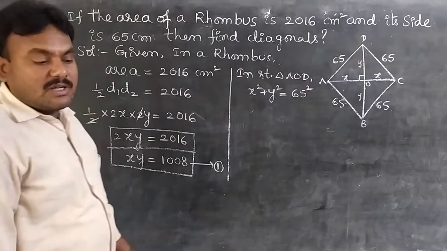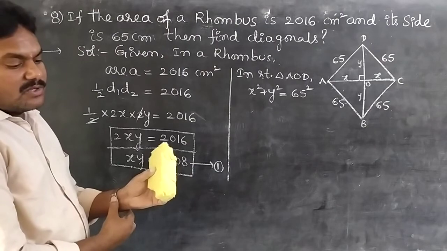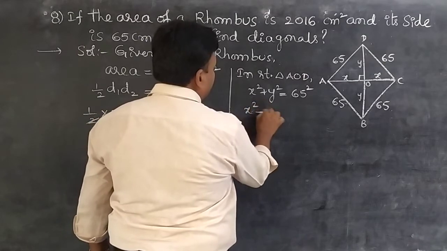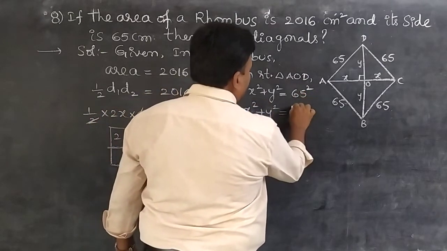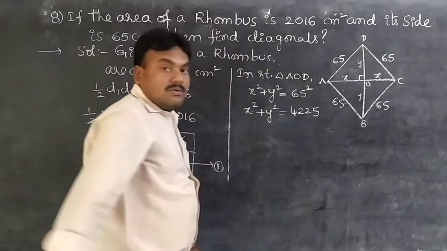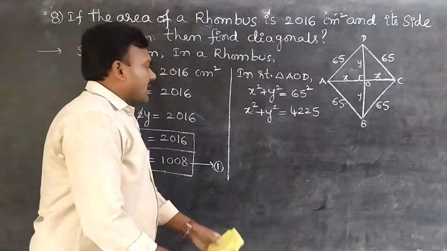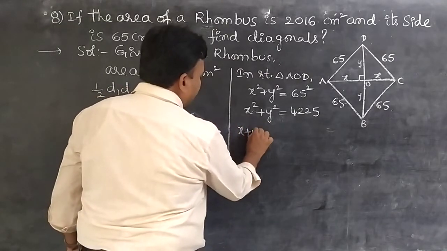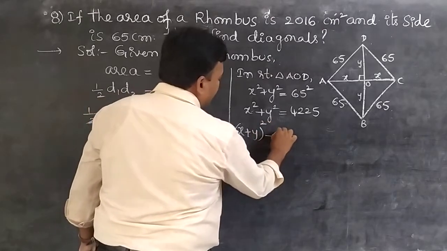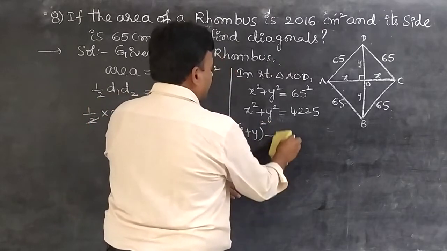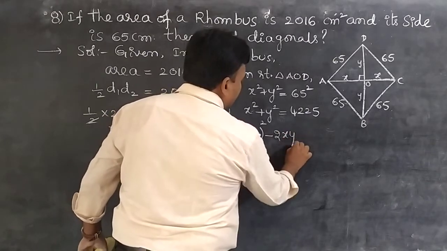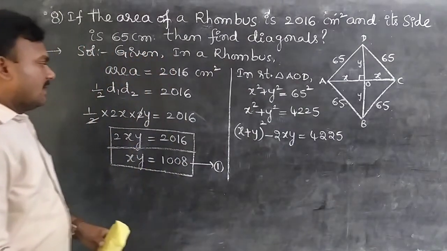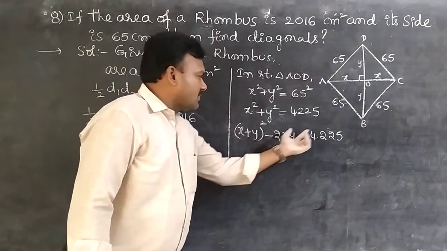65 whole square, okay, students? How much is 65 whole square? Observe carefully, that is 4225. So x square plus y square equals 4225. Right. So how can I express x square plus y square? Observe, students: x plus y whole square minus 2xy equals 4225. Then this minus value, transferred to the right side, becomes plus.